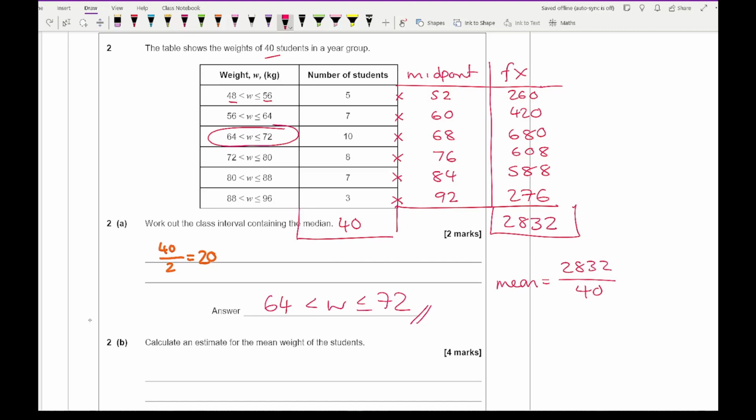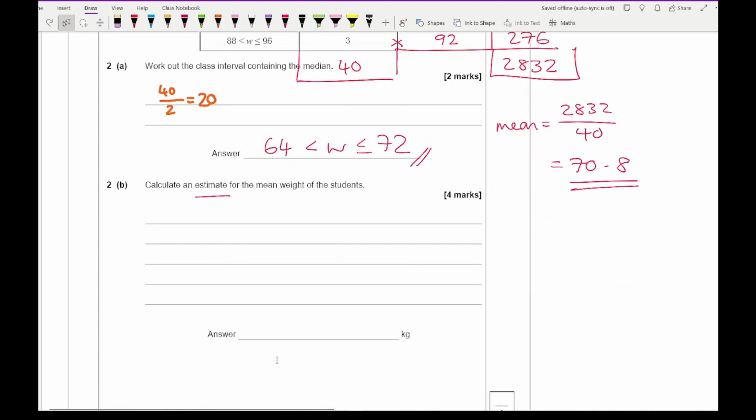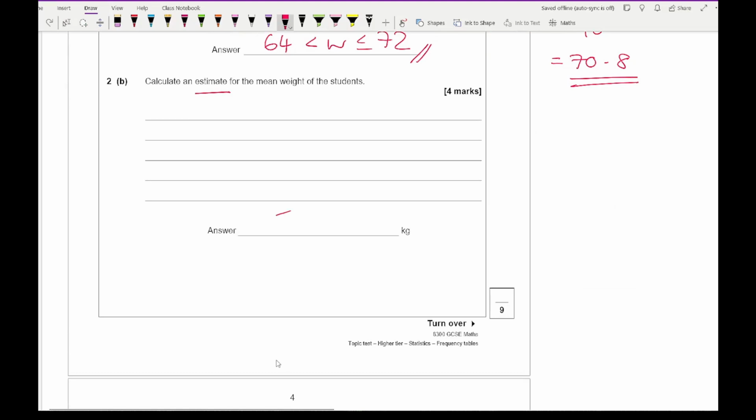Now, if this is correct, I should be looking at an answer that's close between 64 and 80, as they're the modal groups. So 2832 divided by 40 gives me an answer of 70.8. Now again, the reason why I know it's an estimate is because I'm using group data, which again is a very, very popular question. So I can write 70.8.